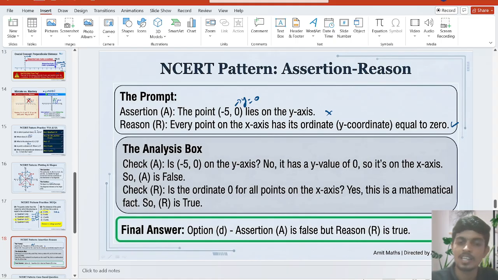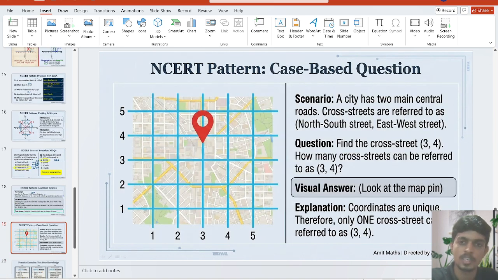Check the reason: is the ordinate 0 for all points on the x-axis? Yes, this is a mathematical fact. So R is true. I hope it is clear to you. Final answer is option D. Assertion A is false but reason R is true. This is an assertion-reason based question. Come to the next question.